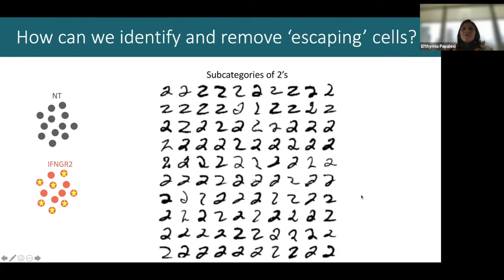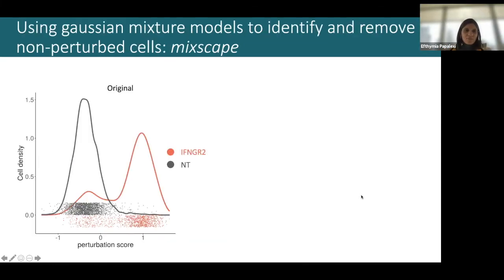Say we had these handwritten numbers, and we all classified them as the number 2. They might all be the number itself, but we could potentially find subcategories of 2s, better 2s, and maybe 2s that look more like 7s, and maybe we want to discard those. That's in general the idea.